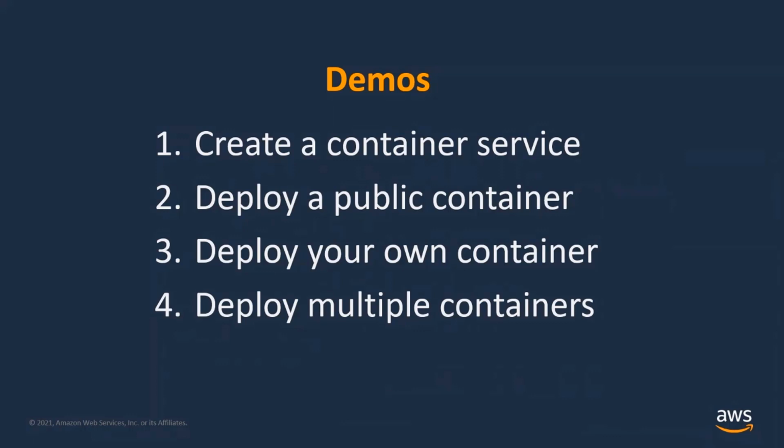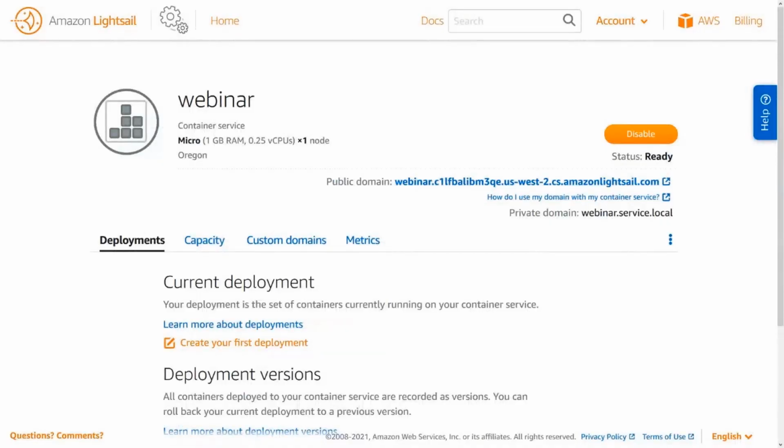So for this, I'm going to demonstrate how to deploy a public container using the console again. So let's go back to the console. And as we can see now, the service that I created previously is now ready. The status is ready and it's ready for a deployment. So I'm going to go here to the current deployment and select create first deployment.